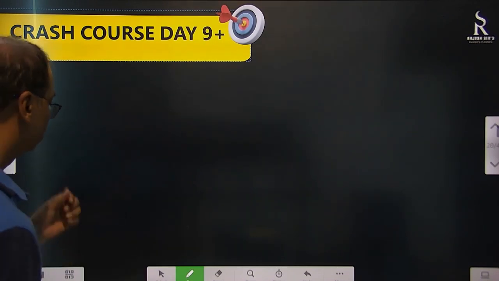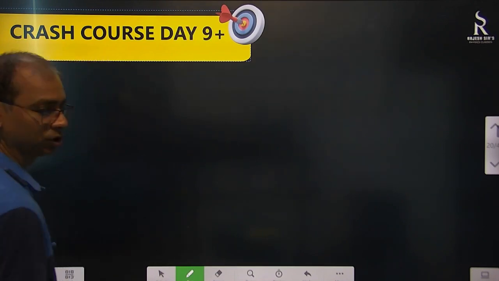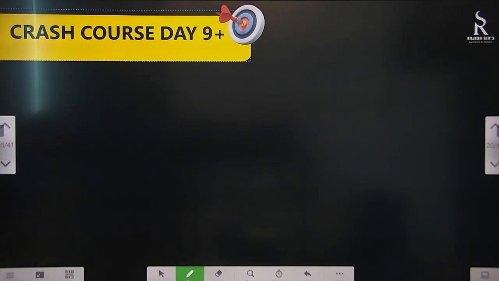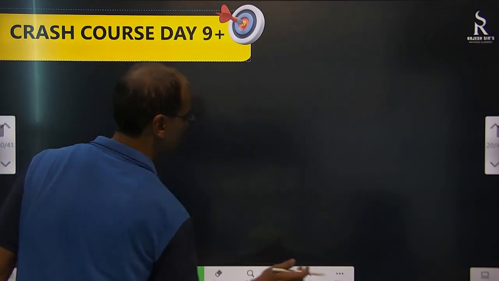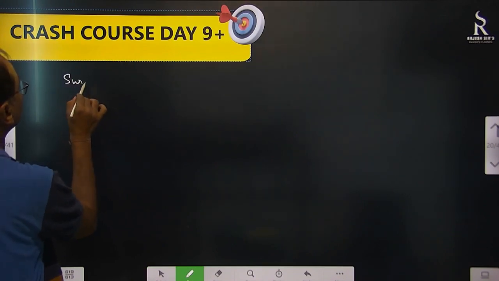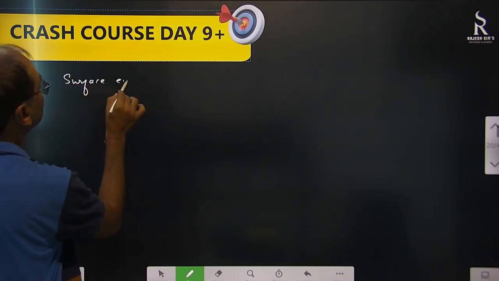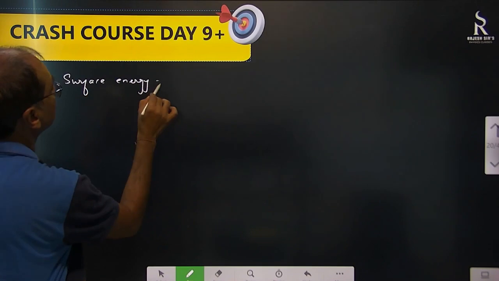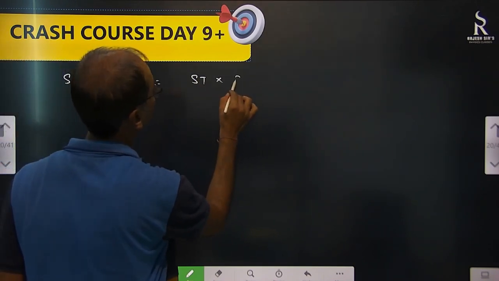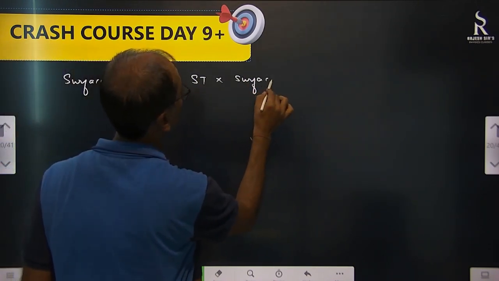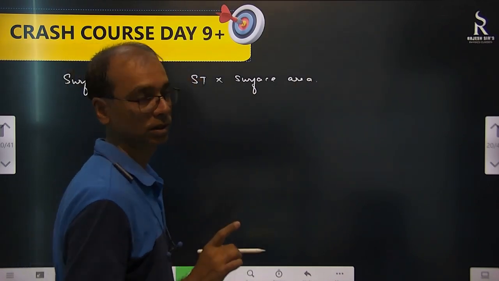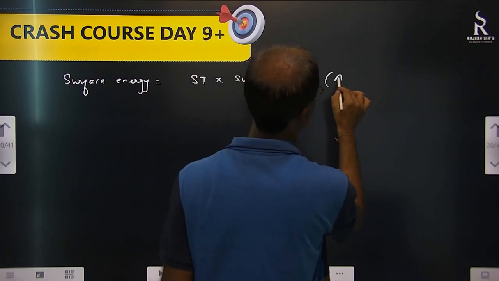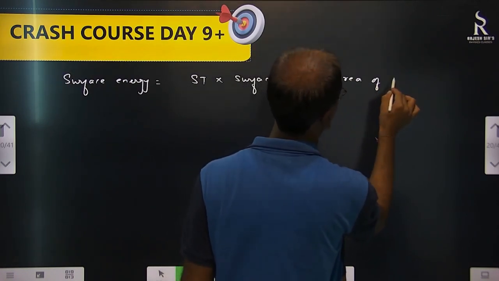All right. Then what else can we say about surface tension and surface energy here? Surface energy, we said already, is surface tension into surface area. Now surface area, always remember, is the area of the free surface.